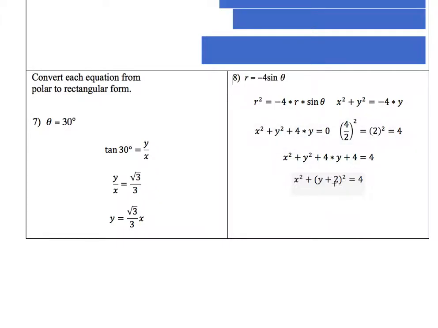Now some of you are like, hey, how'd you get the 2 here? Hopefully you'll remember that when you're completing the square, this number here is always going to be the number that you're going to have right here. Okay? All right, moving on.